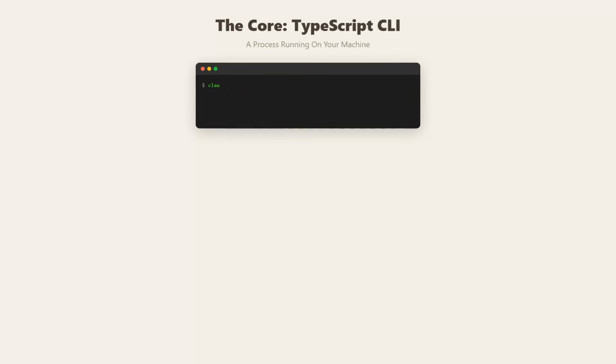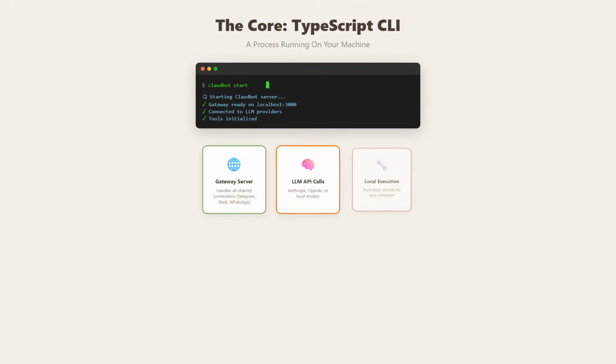Let's start with the core. When you run Claudbot, you're starting a TypeScript process on your local machine. Think of it as typing Claudbot start in your terminal. The system boots up, initializes the gateway server, connects to your configured LLM providers, and loads all the available tools, like Telegram, Slack, WhatsApp, or even a simple command line interface.